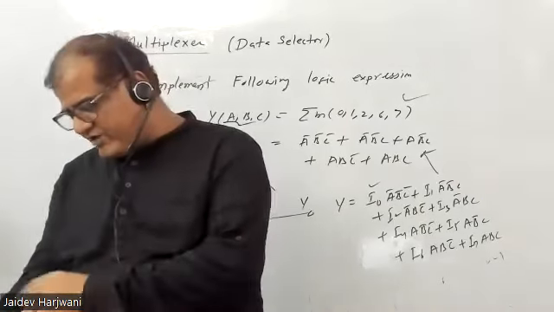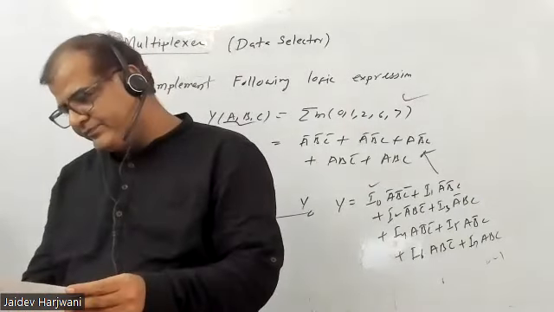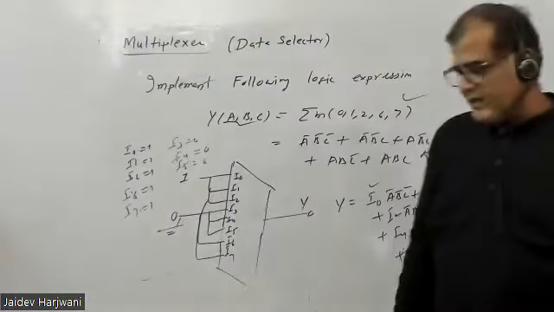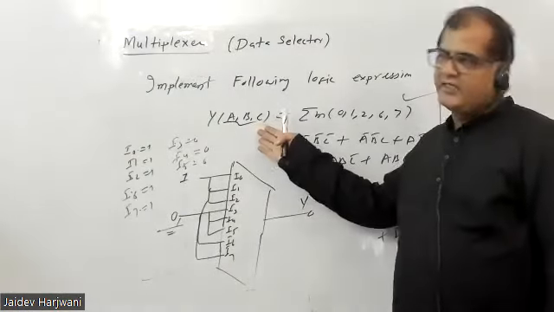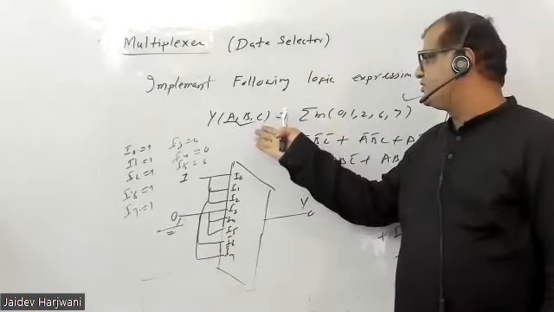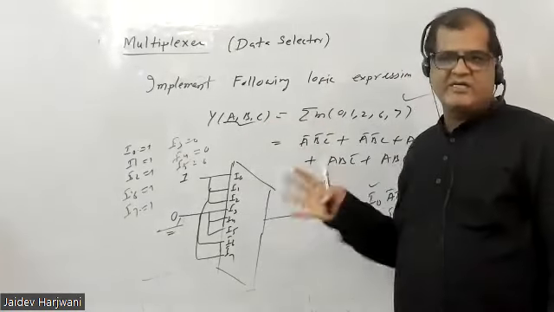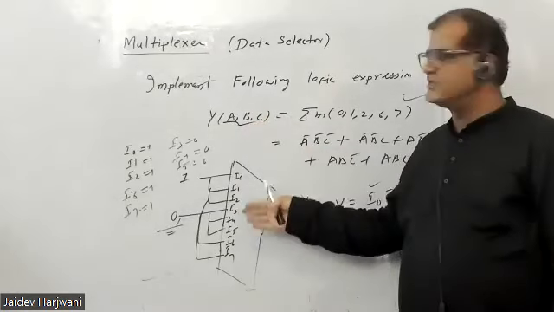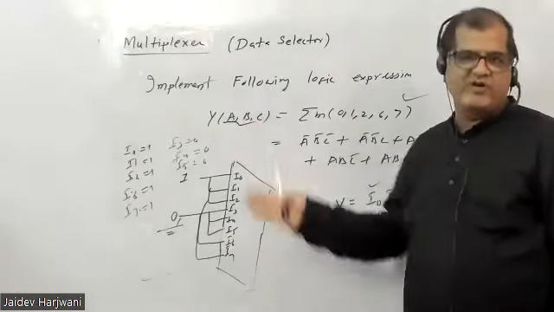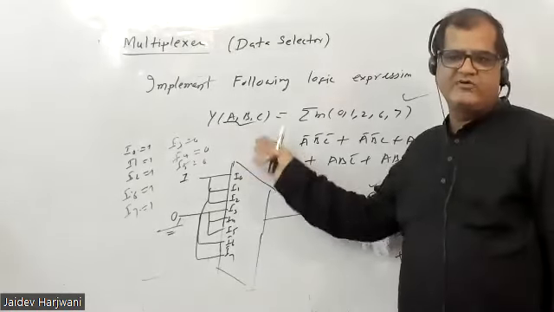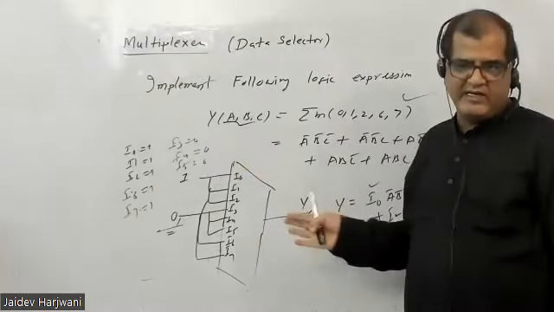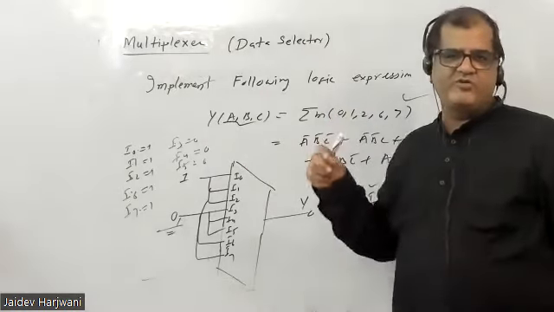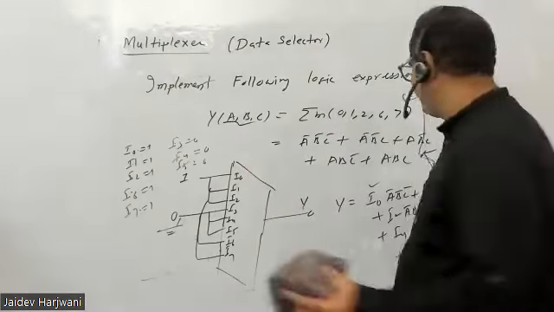Okay, so I'll give you one more function, and you implement that one. So basically, if it is a 3 variable function, implementing with an 8 into 1 mux is very simple. If it is a 2 variable function, you need a 4 into 1 mux. If it is a 4 variable function, you need a 16 into 1 mux. If it is a 5 variable function, you need a 32 into 1 multiplexer. So put 1 to whichever term is present, put 0 to whichever is absent. Simple.